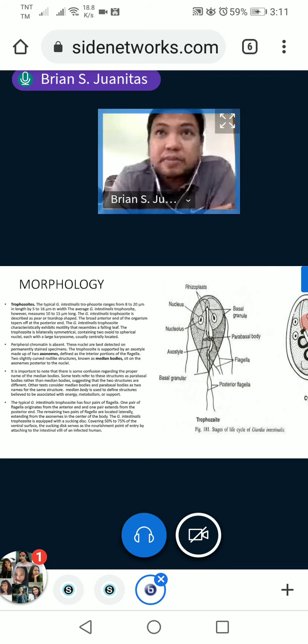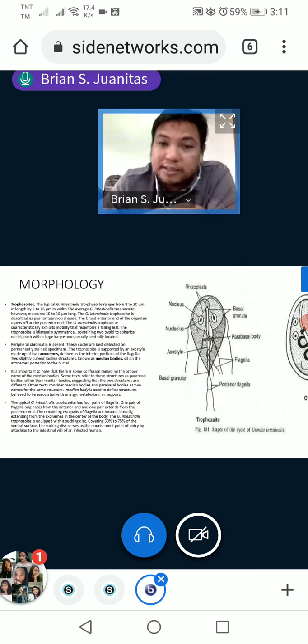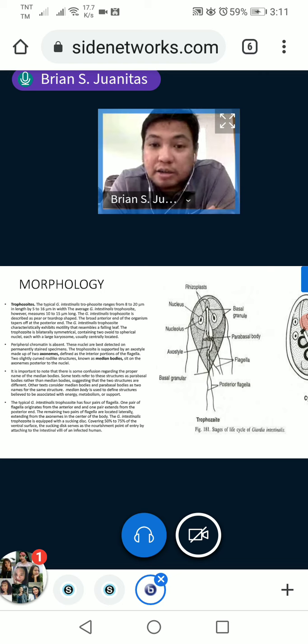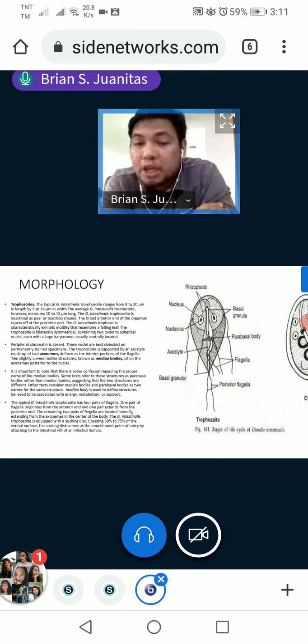Hindi maganda yung specimen nila, no? Kasi talaga sa freshly collected specimen, class, gumagalaw talaga ng pababa yung Giardia lamblia. Okay, so the falling leaf movement. Okay, so the trophozoite is bilaterally symmetrical. Kung ano yung left, ganun din ang right. Okay, containing 2 ovoid spherical nuclei. So dalawa yung nuclei niya, with each large karyosome usually centrally located.